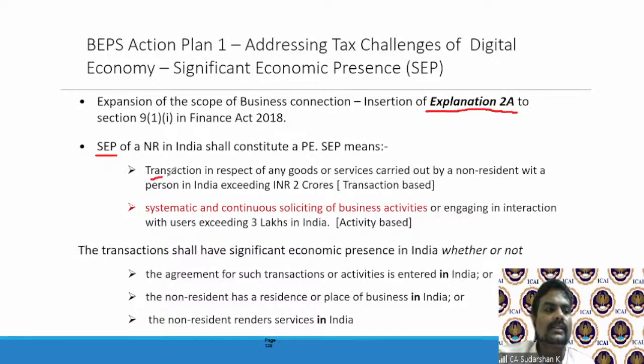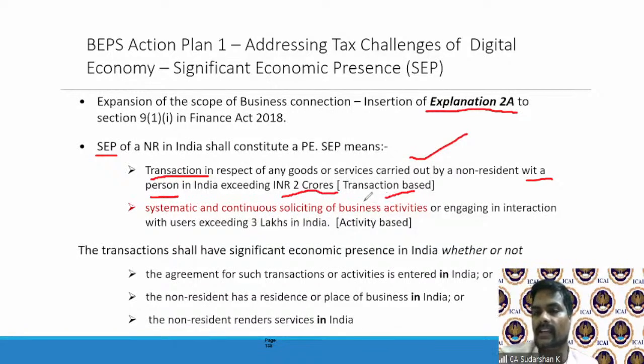But virtual PE says, if a non-resident does any transaction, any online transaction, with a person in India exceeding INR 2 crores, then there is a business connection for the non-resident. Repeat: a non-resident who does transactions with a person in India exceeding INR 2 crores, then for the non-resident a PE or a business connection is created.